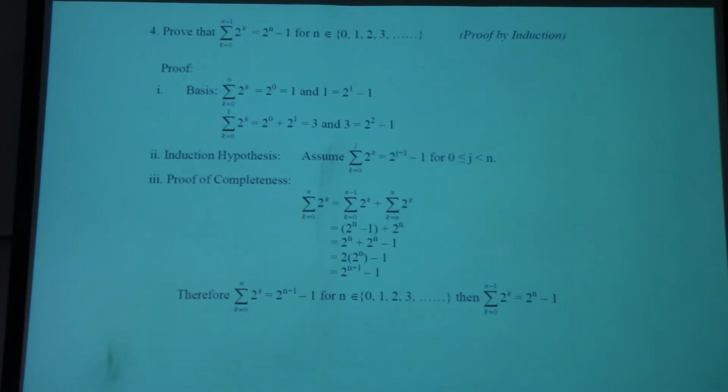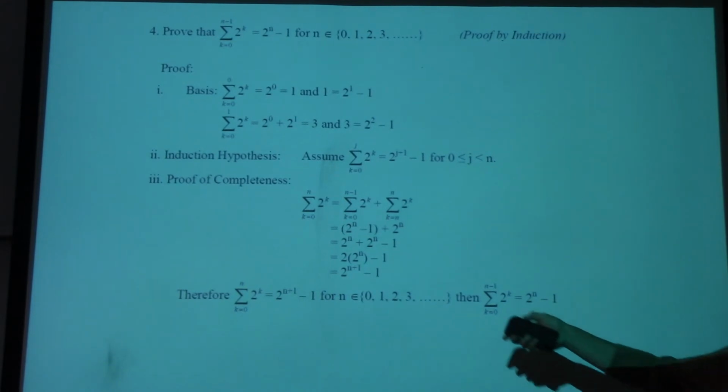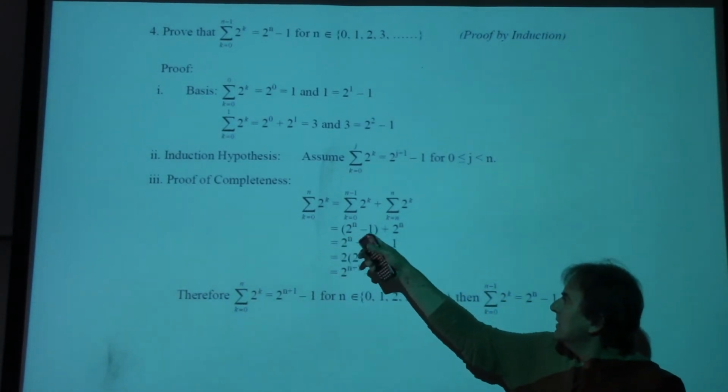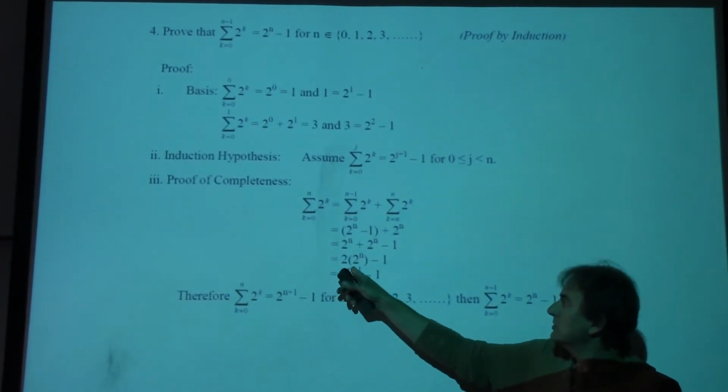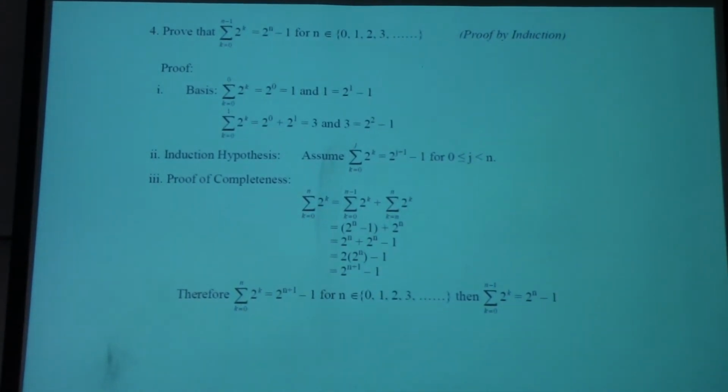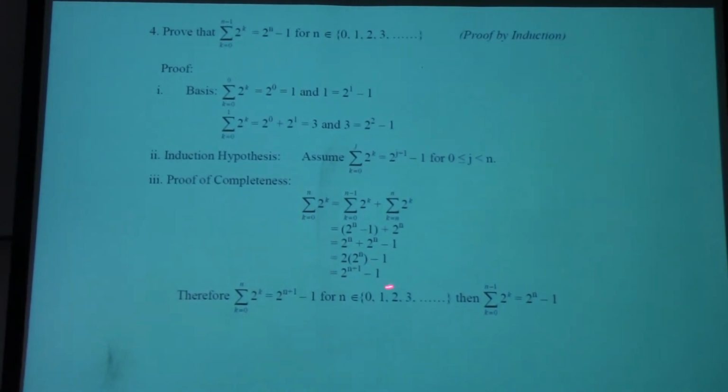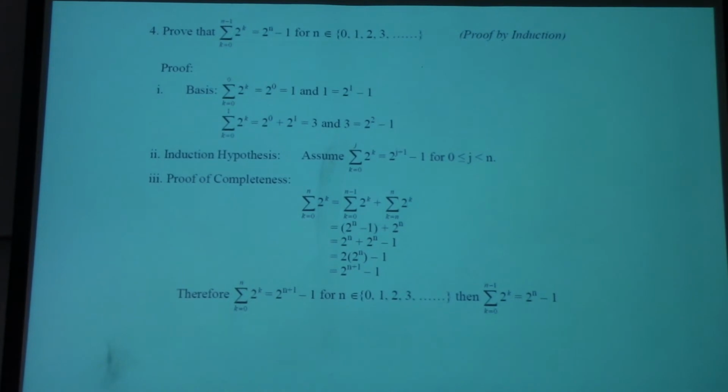So what we have is 2 to the n minus 1 plus 2 to the n, which is just rearranging them, 2 to the n plus 2 to the n minus 1. That's 2 times 2 to the n, which is 2 to the n plus 1 minus 1. So we have shown that the summation from 0 to n is 2 to the n plus 1 minus n.